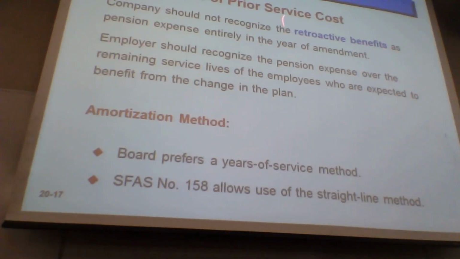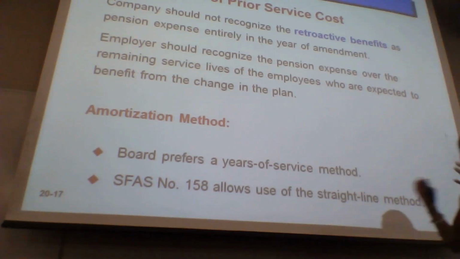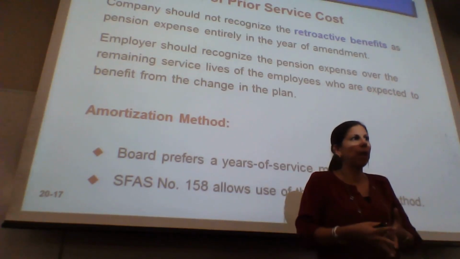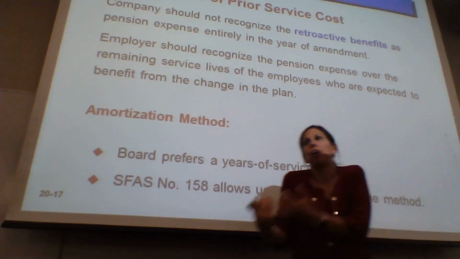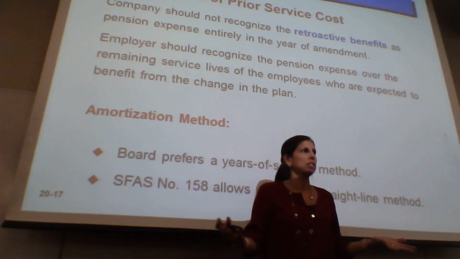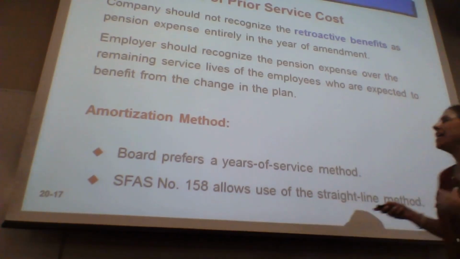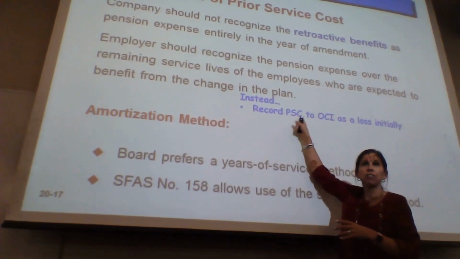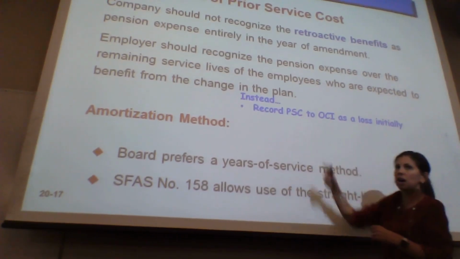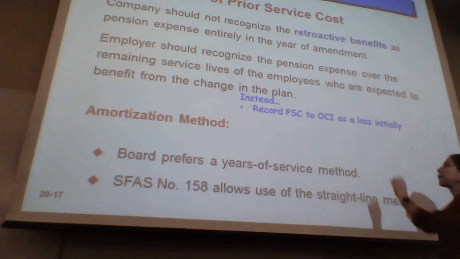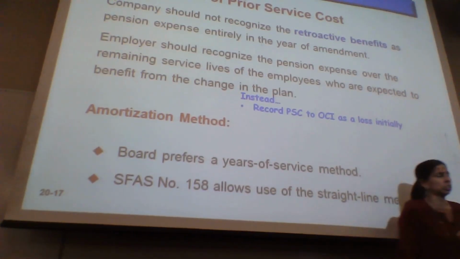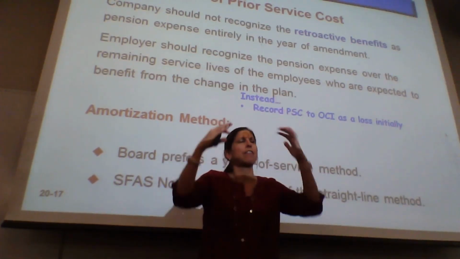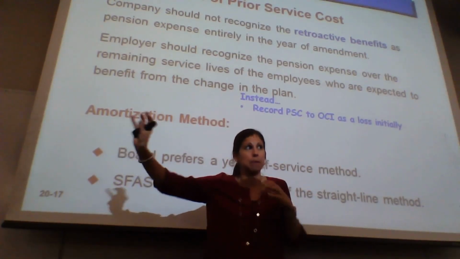So companies should not recognize those retroactive benefits as pension expense in the year of the change. We don't recognize that big $2 million right away because that's going to reduce our net income, our earnings per share is going to go down, it's going to look bad to investors. So the FASB says, okay, we can avoid that. Instead, what we're going to have you do is record any PSC, prior service cost, to other comprehensive income as a loss initially, okay? If you guys remember about other comprehensive income, we have our revenues, we have our expenses, we have net income. That's how we compute EPS. That's a big important number.